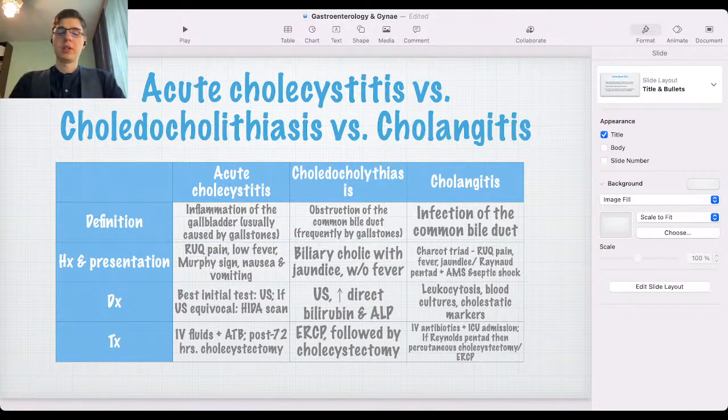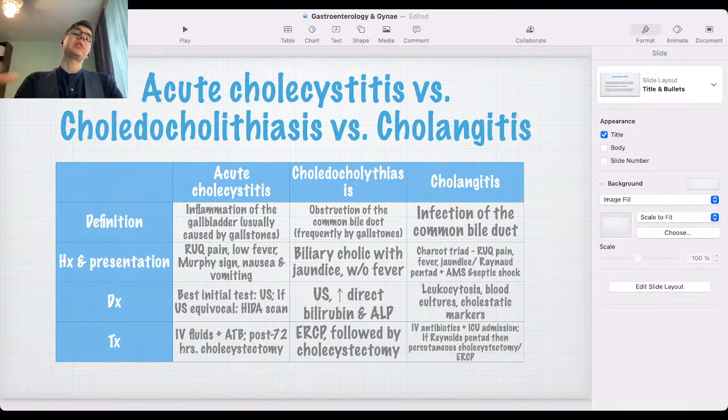By definition, acute cholecystitis is an inflammation of the gallbladder. Usually it is caused by gallstones. In comparison, choledocholithiasis is the obstruction of the common bile duct, which can also frequently be caused by gallstones. Another cause of choledocholithiasis could be strictures. Finally, cholangitis is the infection of the common bile duct. This can happen secondary to gallstones.